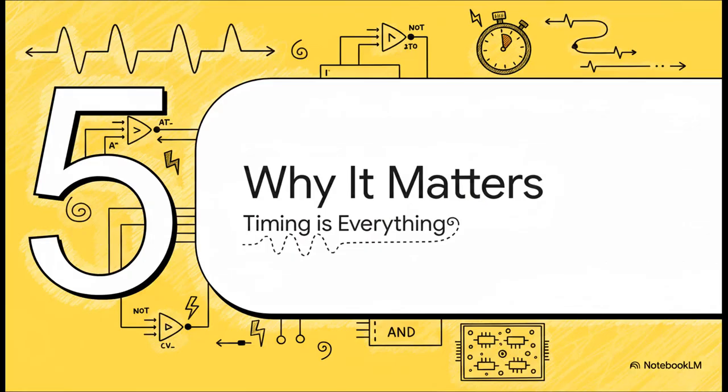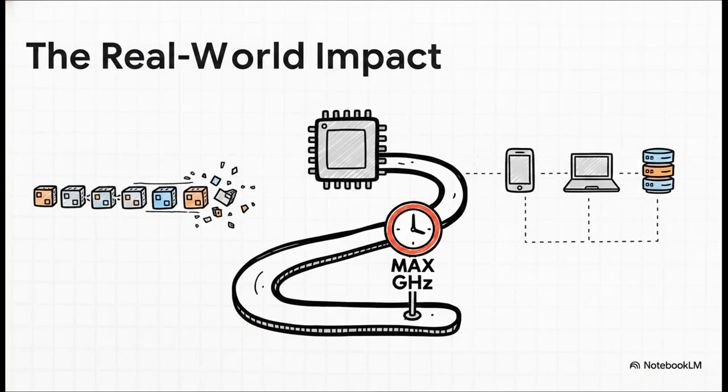So, we've done the math, we've dissected the graphs, but let's just take a step back and ask the big question. Why do engineers obsess over these tiny nanosecond-level delays? Why does any of this actually matter so much? Because these delays, they're not just numbers on a page. They are the ultimate speed limit of our digital world.